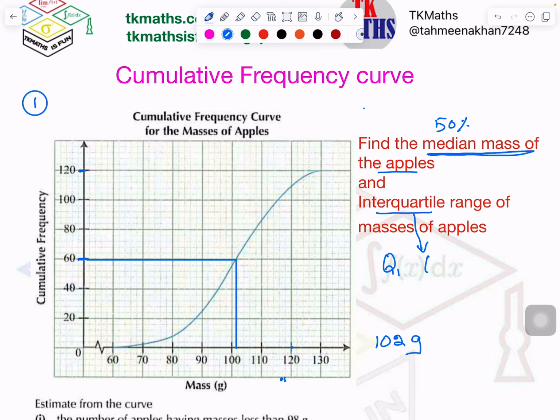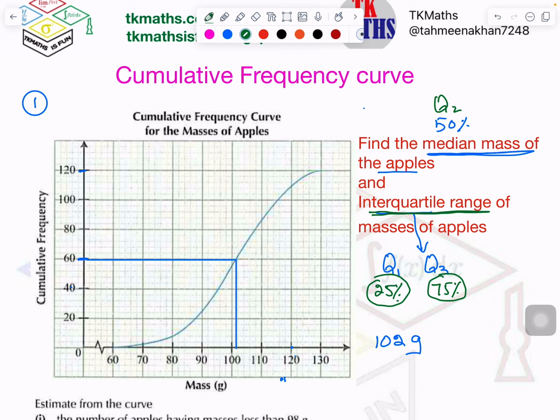If the question says interquartile, the meaning of interquartile is, and by the way it is sometimes written as Q1 and Q3, I'm telling you very mathematical language. So Q1 is 25% and Q3 is 75%. And median, which is sometimes called Q2 also, is 50%. This you have to remember. So if you have to find out interquartile range, it means you have to find out what is the mass at 25% and what is the mass at 75%. Those you will subtract.